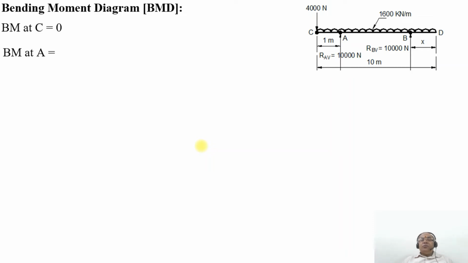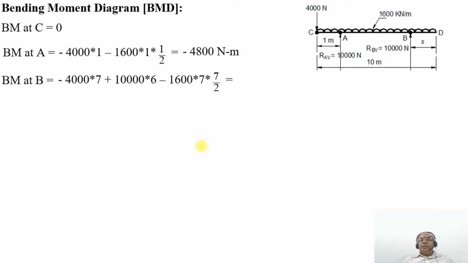BM at A will be equal to minus 4,000 into 1 minus 1,600 into 1 into 1 by 2, which will be equal to minus 4,800 Newton meter. Then BM at B will be equal to minus 4,000 into 7 minus 10,000 into 6 minus 1,600 into 7 by 2, because the UDL is for the entire section. So that will be equal to minus 7,200 Newton meter.